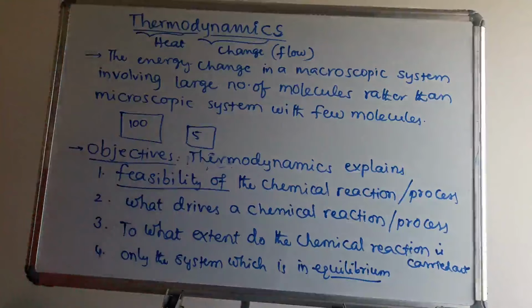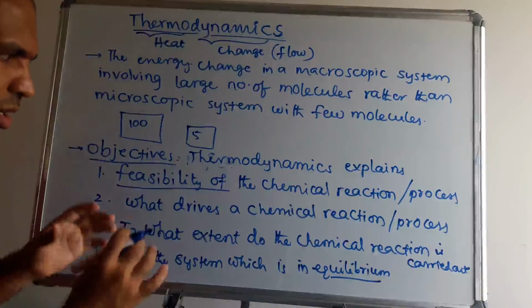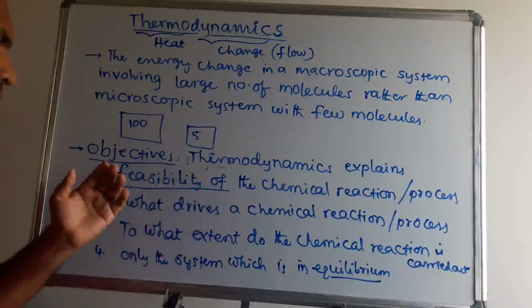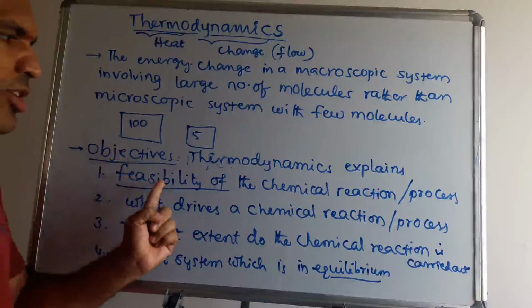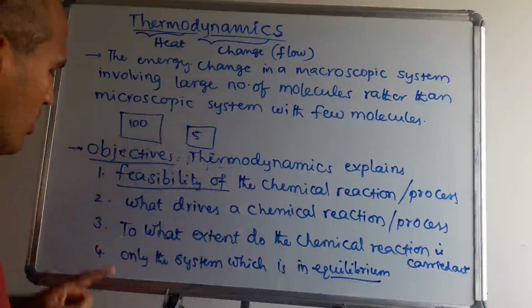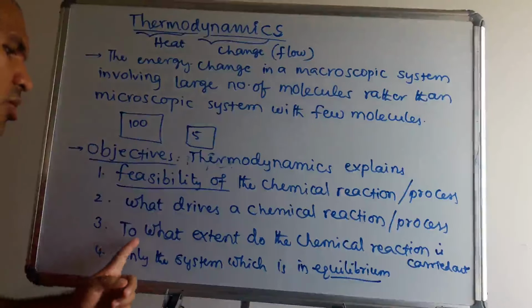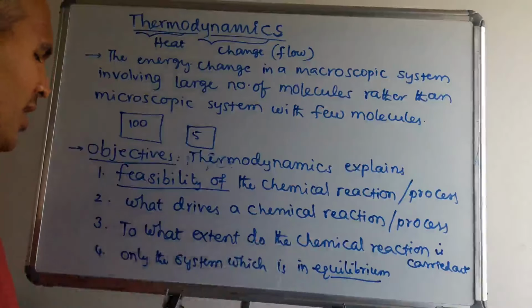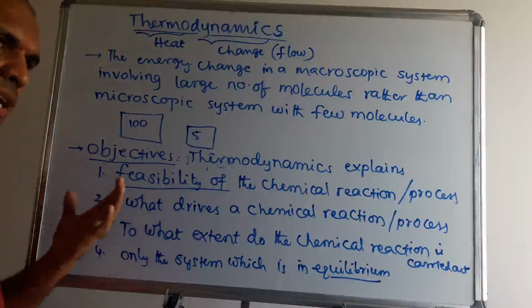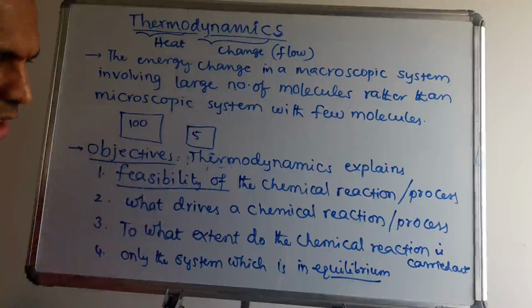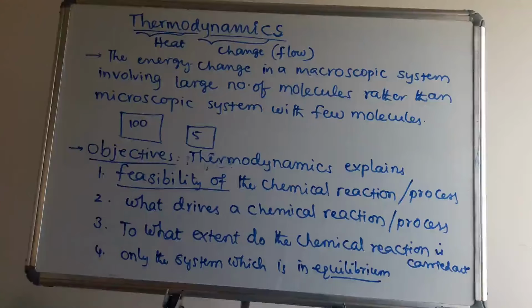Okay. So keep in mind, by using thermodynamics, we will explain these possibilities. These are the points. One is feasibility of a chemical reaction or process. Second is what drives a chemical reaction or process. Third, to what extent the chemical reaction is carried out. Then it explains only the system which is in equilibrium. Okay. Then we will discuss the limitations.